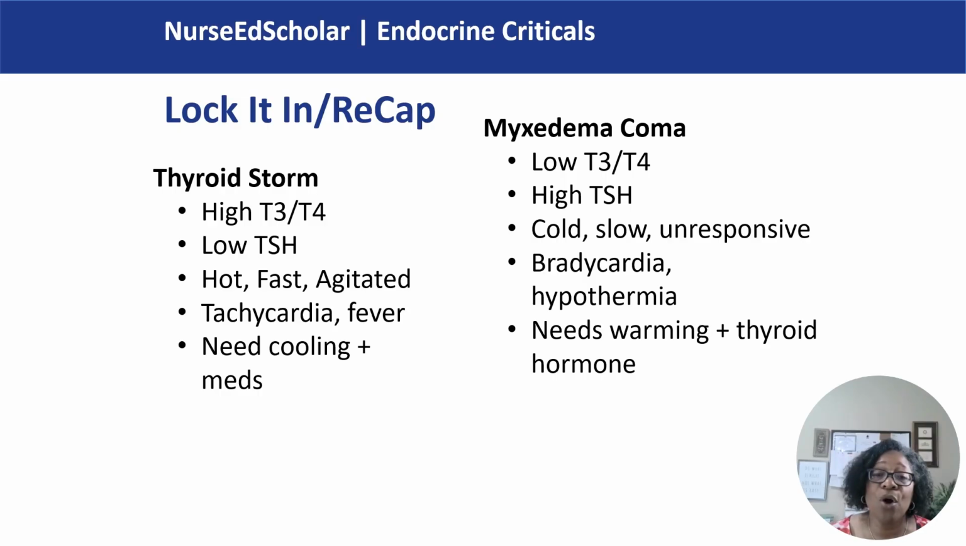Now, with myxedema coma, they'll have a low T3, T4, and a high TSH. They're cold, slow, and unresponsive. They'll have bradycardia and hypothermia. So they'll need warming, and they'll need to replace the thyroid hormone that's missing. So remember, thyroid storm, hot and fast. Myxedema coma, slow and cold.